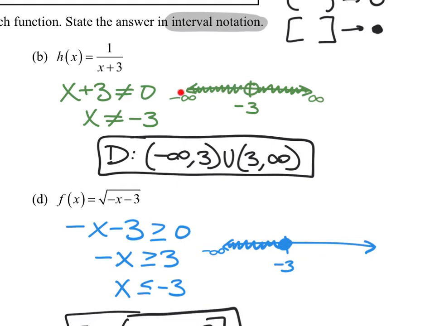So the domain is negative infinity to negative 3, union negative 3 to infinity.